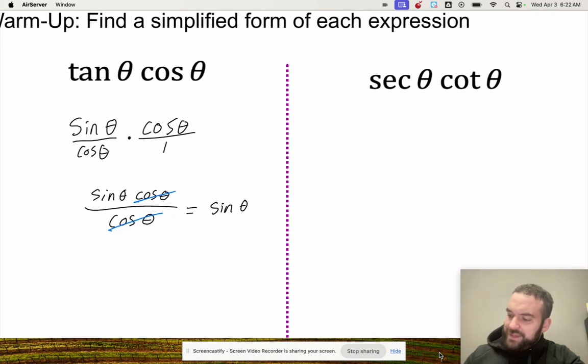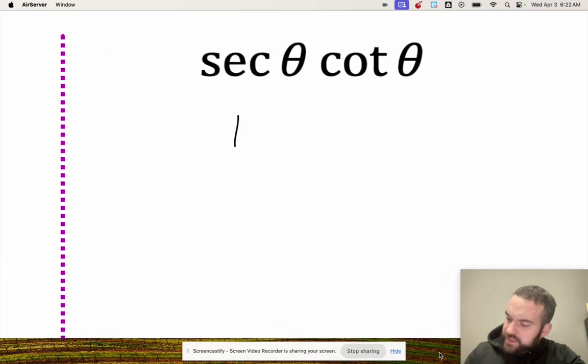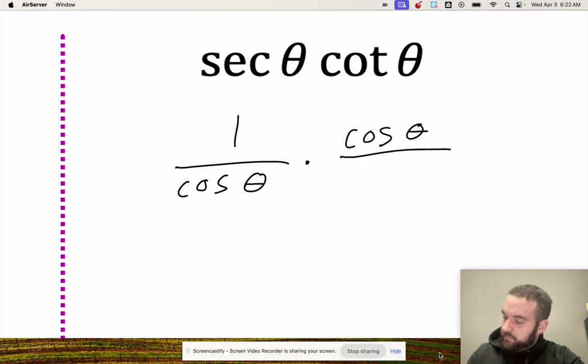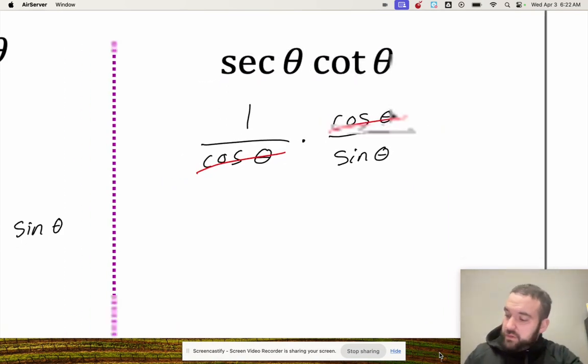And if I look at something like secant theta and cotangent theta, I know an alternate definition of secant is 1 divided by cosine. Tangent is sine over cosine, so that means cotangent must be cosine over sine. Again, I see that I have a common factor of cosine in the denominator and the numerator. This time I'm not going to multiply them together, because I'm just going to cancel those out anyway eventually. And so what I'll have is 1 divided by sine of theta.